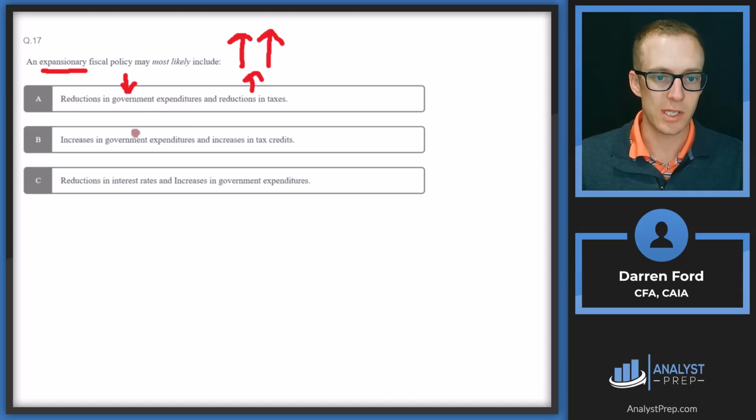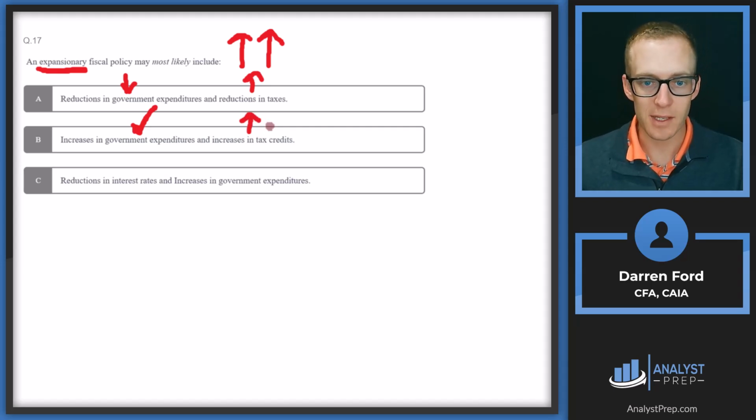B, increases in government expenditures. That would be a good thing. Not a good thing necessarily, but it would lead to expansionary fiscal policy. And increases in tax credits would be similar to reducing taxes. That's going to lead to more money in consumers' pockets, and so they're going to have more money to spend, and that's going to be more likely to expand the economy. So I would lean towards B as a better answer over A so far.